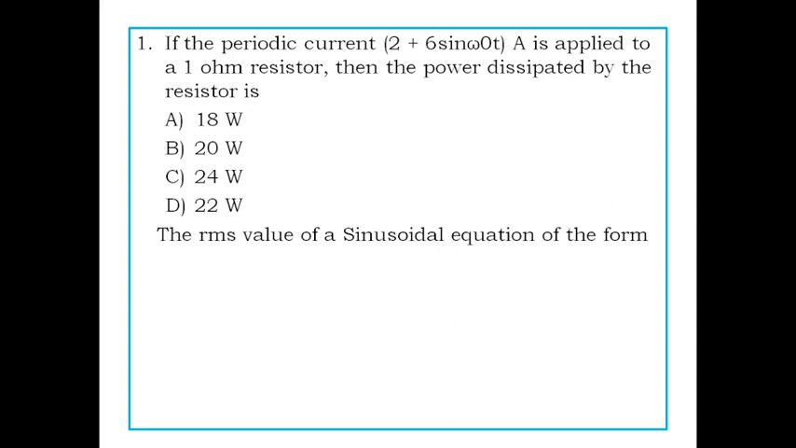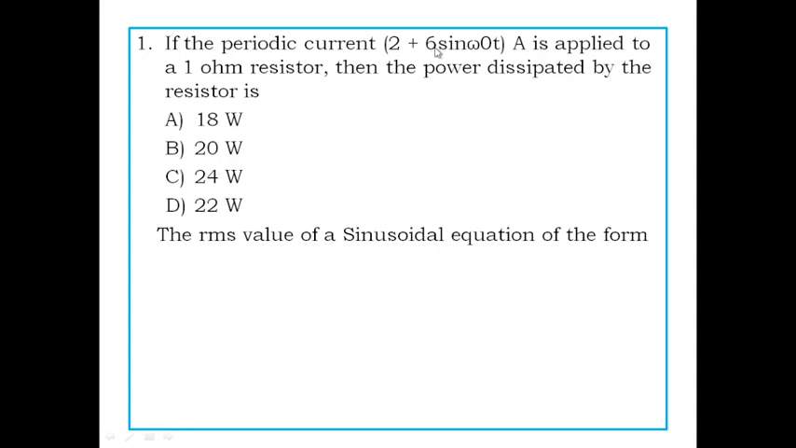So first you need to find the RMS current here. In the equation we have 2 plus 6 sin omega naught t. So this 6 stands for Im. This equation stands for Im sin omega t. So 6 is a maximum current, it's not an RMS value. So you need to find the RMS value of that 6 and then you need to take the resultant current. Okay, so for these kinds of equations we have to find an RMS value.